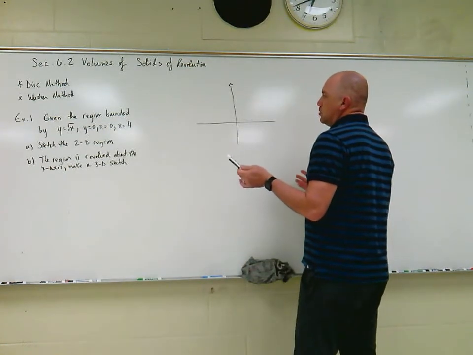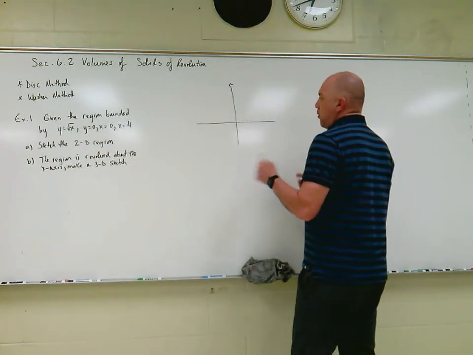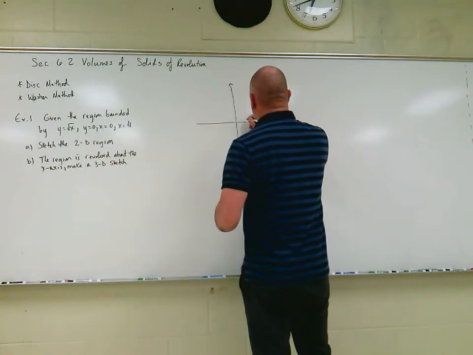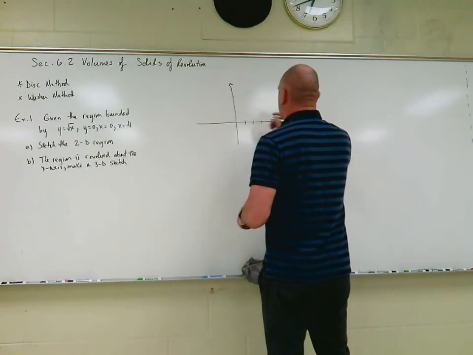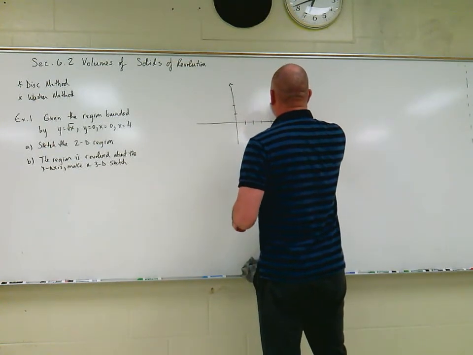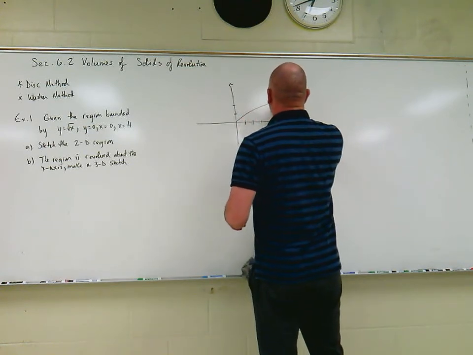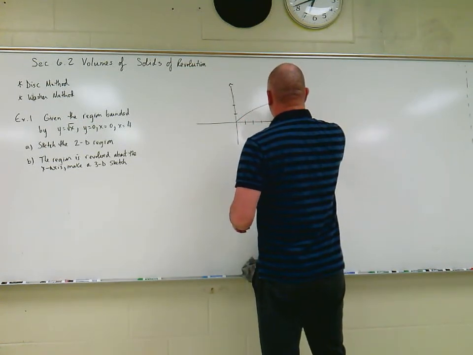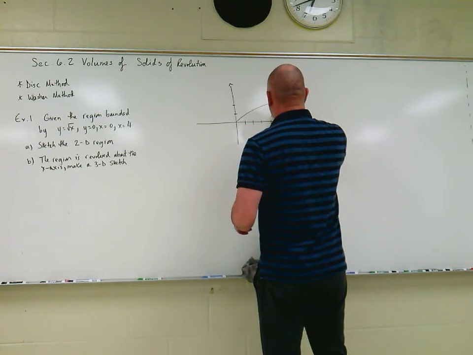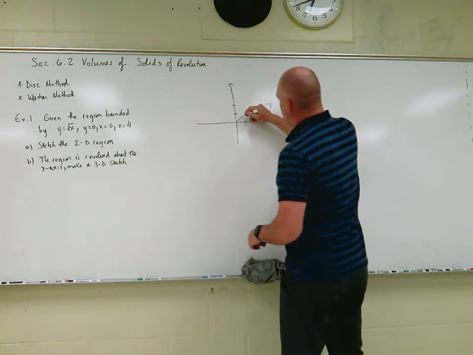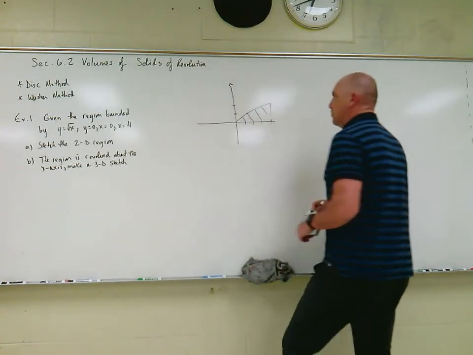So the first thing I want to do is just sketch that 2D region as if we were going to do area. So we can see that it would look something like this. This is our region here that we could find the area of if we wanted.